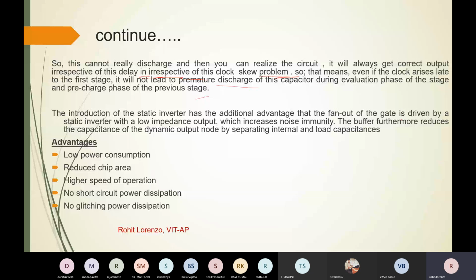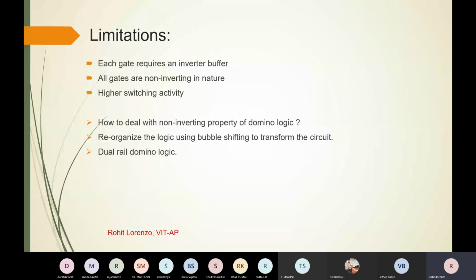The advantages are low power consumption, reduced chip area, high speed, no short circuit, and no glitching power. Because of glitching there is power dissipation, which we can overcome. What are the limitations? Because we have placed one inverter buffer, it always gives non-inverting behavior, and there is slightly higher switching activity with dynamic logic. So how do we deal with this non-inverting property?